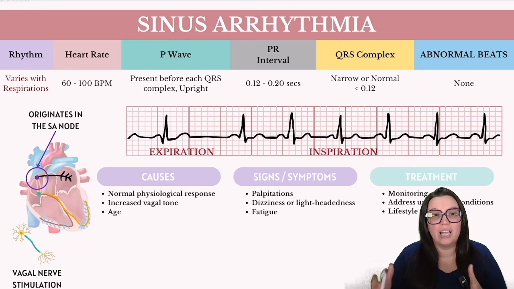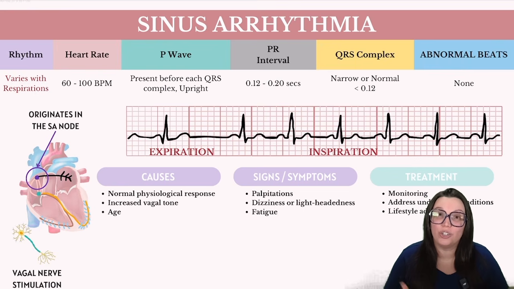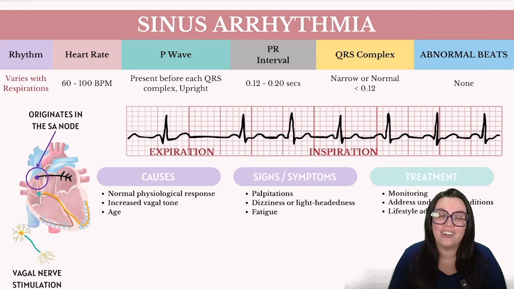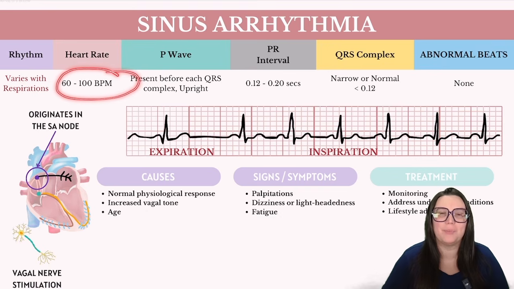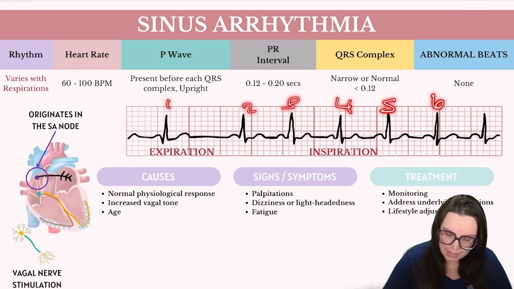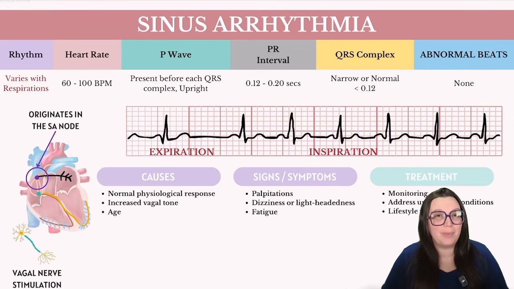This modulation helps optimize gas exchange during respiration. It's going to improve heart efficiency and is an indicator of a healthy cardiovascular system. So the heart rate typically falls within the normal range of 60 to 100 beats per minute. So if we were to count this 6-second strip, we would have 1, 2, 3, 4, 5, 6, 7. We have about 70 beats per minute.